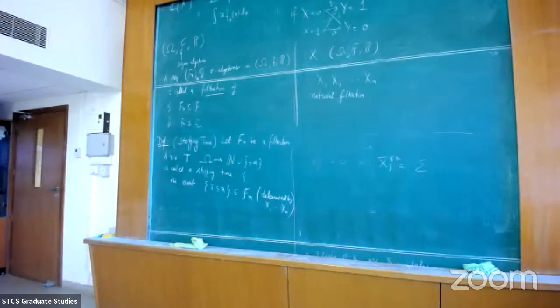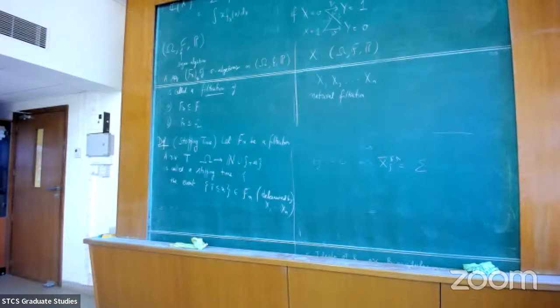What I'm saying is I will call any such random variable a stopping time if the event, that T is less than or equal to n, is completely determined by values of x1 through xn. So if I tell you x1 through xn, you should be able to tell me exactly whether this event is happening or not. That's it. Not clear?